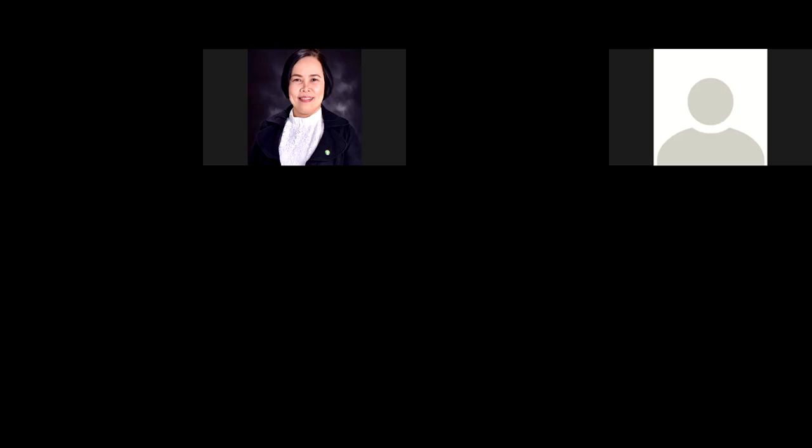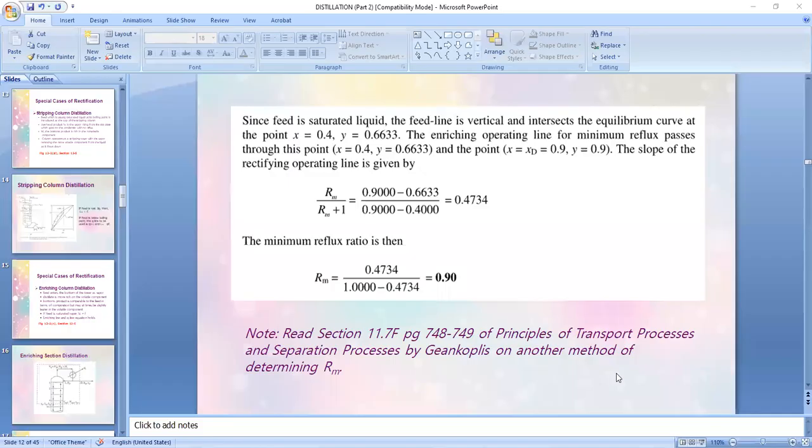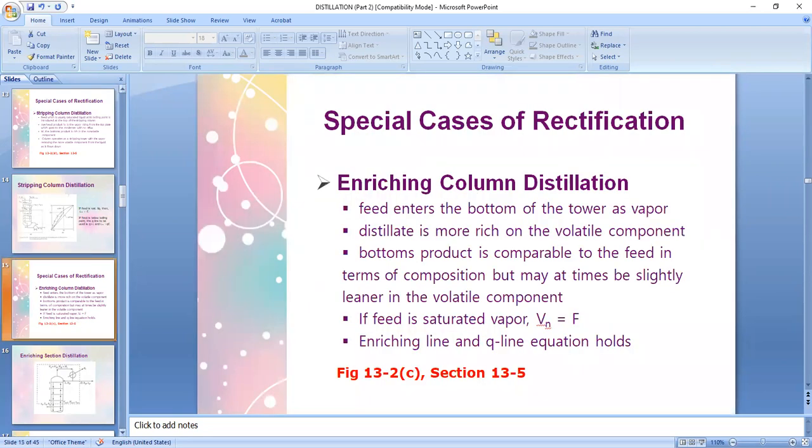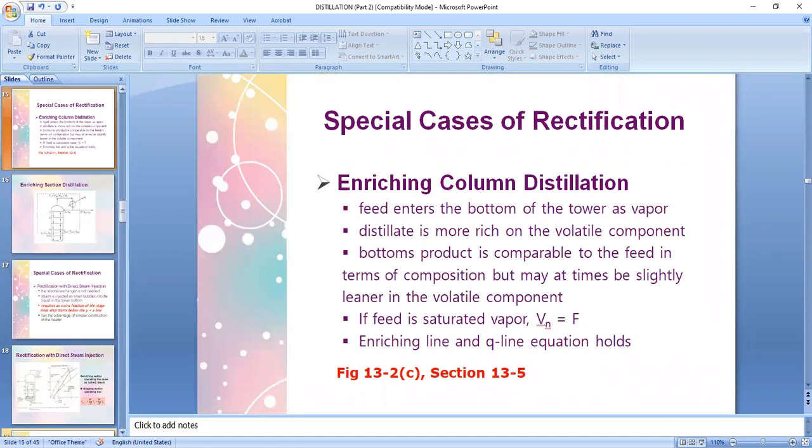Okay, we will continue where we ended. So we go now to special cases of rectification. In these special cases of rectification, class, there's no need anymore to have all the operating lines in your equilibrium curve.